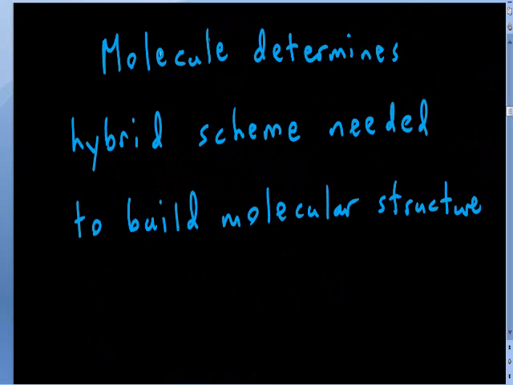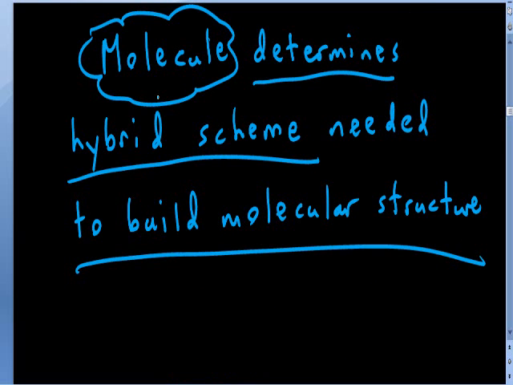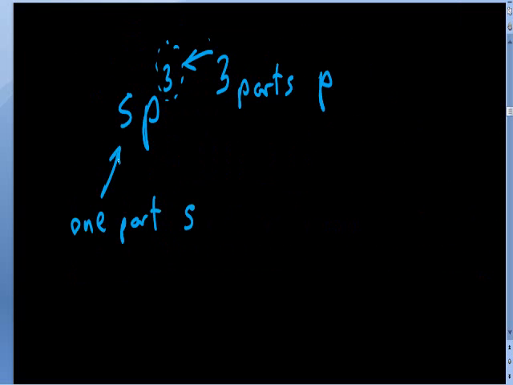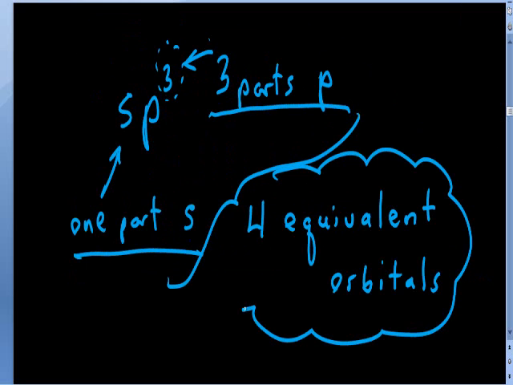Now there's several hybrid orbital schemes possible. The molecule, when we do a Lewis structure, is what determines what hybrid scheme is needed to build whatever the molecular structure is that's indicated by the Lewis structure. For example, the hybrid scheme sp3 that's made of 1 part s and 3 parts p in the hybridizing creates 4 equivalent orbitals to be used in the creation of a molecule.